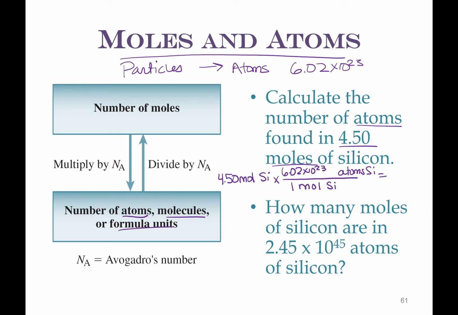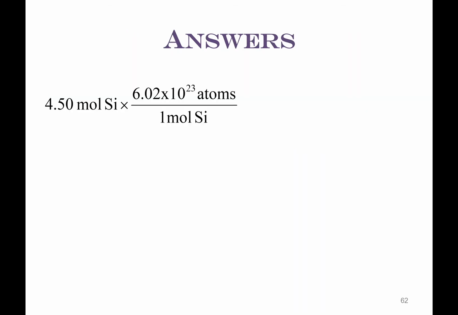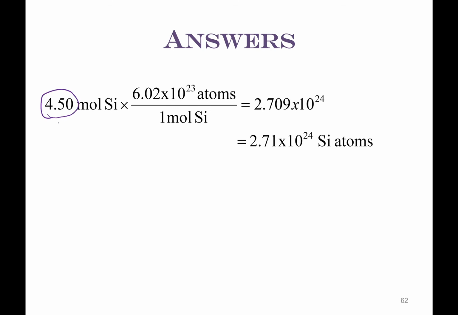I'm going to click over because it's on the next slide. I work it out. So here we get 2.709 times 10 to the 24th. When we round that to the proper number of significant figures, here I have 3 sig figs, and this is 3 sig figs total. So this is my final answer.